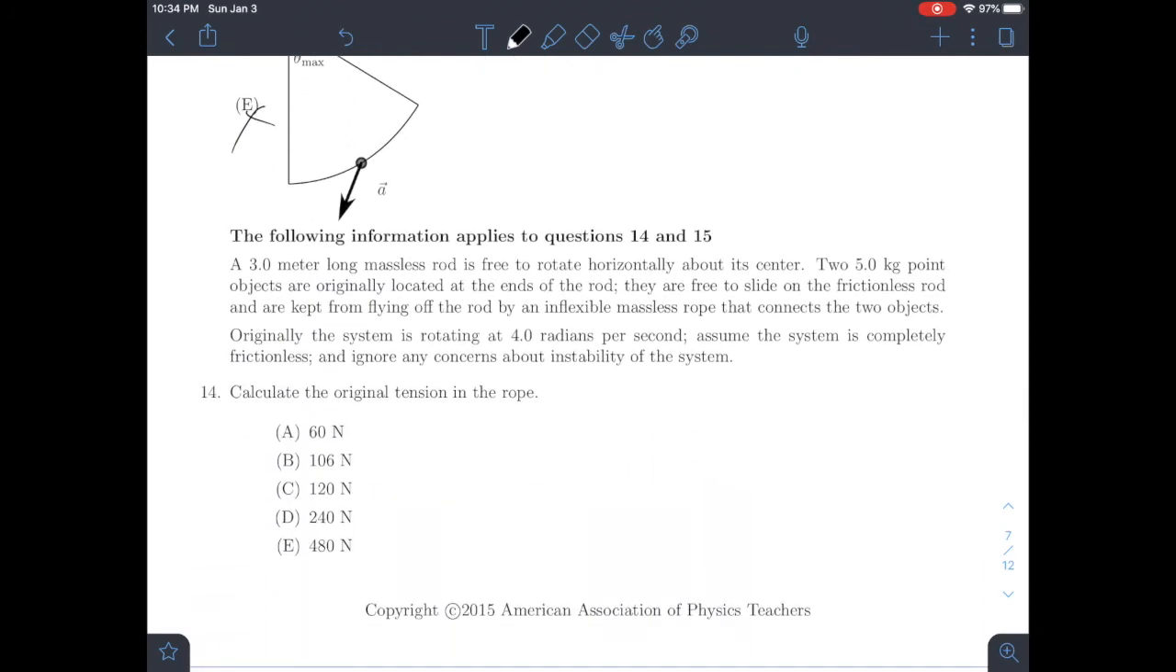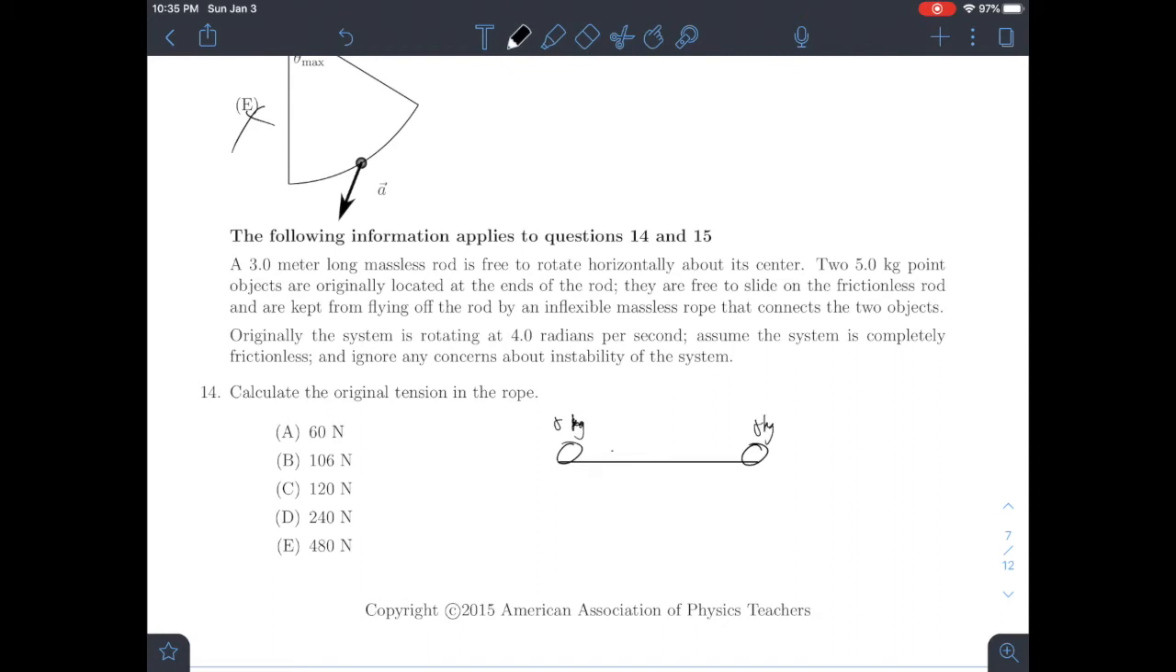So question number 14, calculate the tension in the rope. A 3 meter long massless rod is free to rotate horizontally about the center. Two 5 kg point objects are originally located at the ends of the rod. They are free to slide on the frictionless rod, and they are kept from flying off the rod by an inflexible massless rope that connects the two objects. Originally, the system rotates at 4 radians per second. Assume the system is completely frictionless and ignore any concerns about instability of the system.